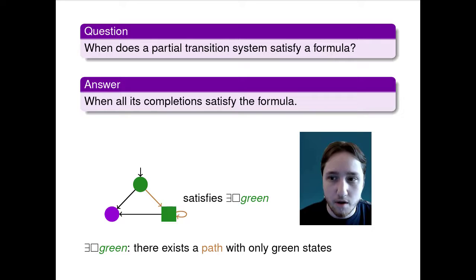We consider the same partial transition system. This time, the formula specifies that there exists an execution path with only green states. The brown path is such a path. As in the previous example, no matter how we complete the partial transition system, this brown path will be part of the completion, and therefore, the partial transition system satisfies the formula.